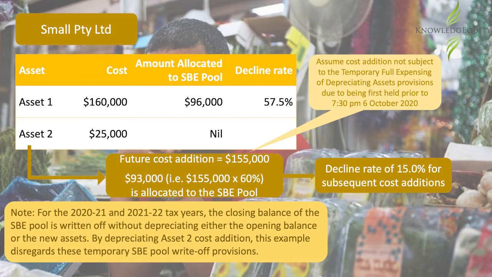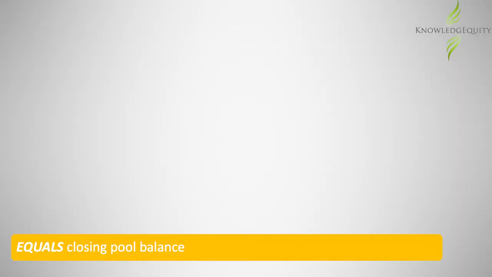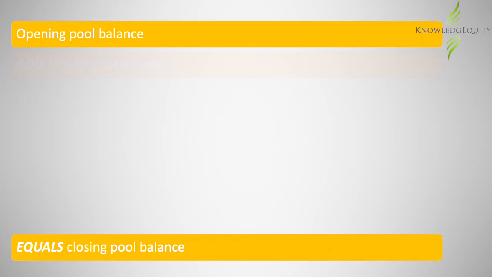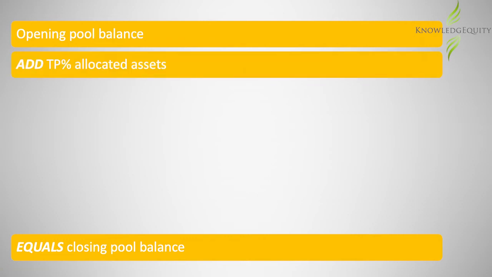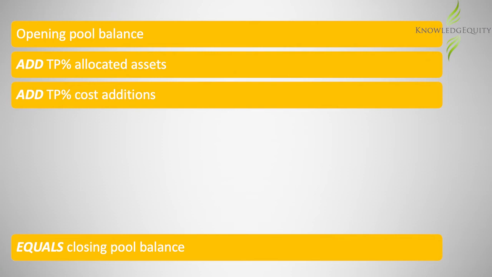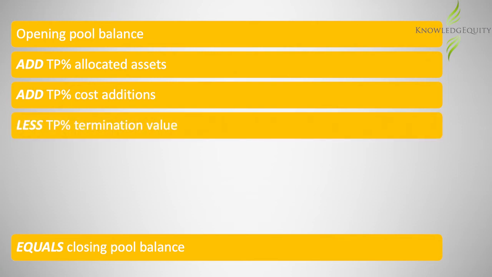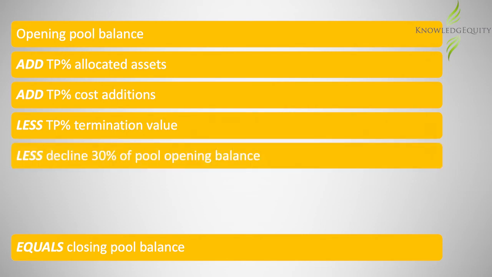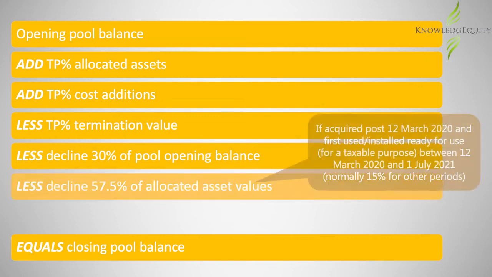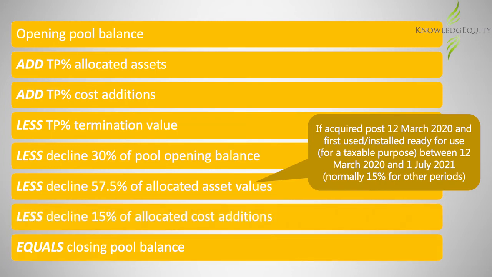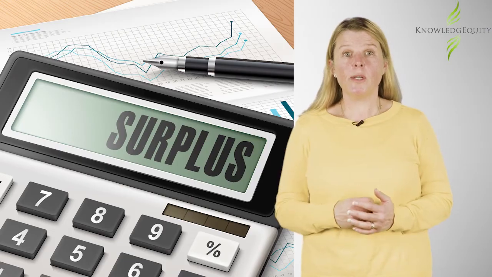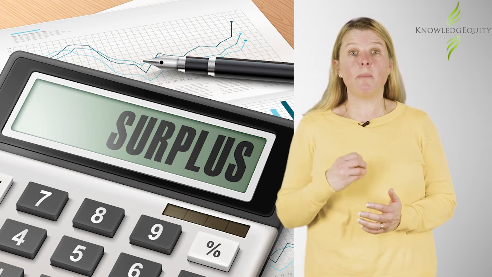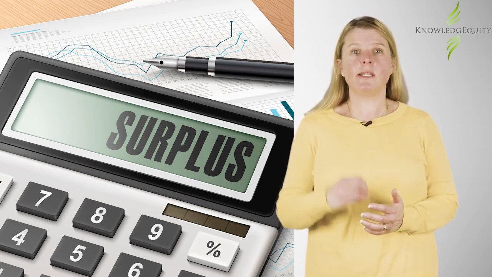in the year that the asset is allocated to the pool. To work out the closing pool balance, we take the opening pool balance, add the taxable purpose percentage of allocated assets that year and cost additions to pooled assets. Deduct the taxable purpose percentage of the termination value for assets in the pool. Deduct the specified decline rate on the pool opening balance. Deduct the specified decline rate on allocated asset values this year. And finally, deduct the specified decline rate of any allocated cost additions this year. Note that if the termination value takes the closing balance below zero, then the surplus is included in assessable income.